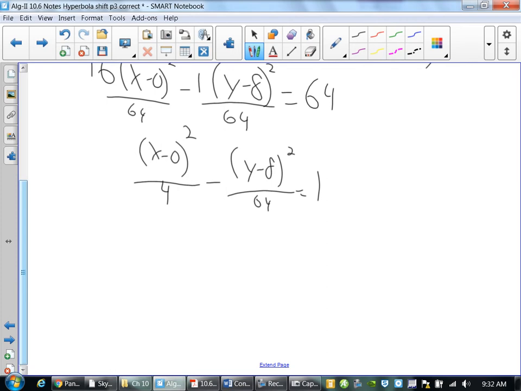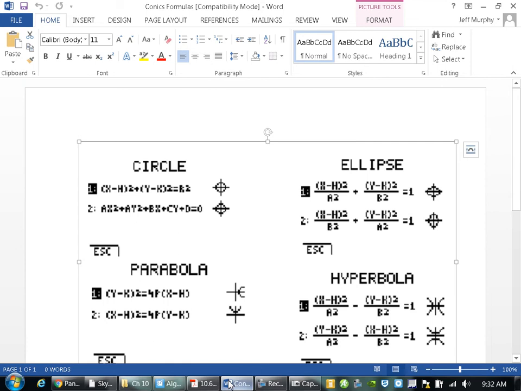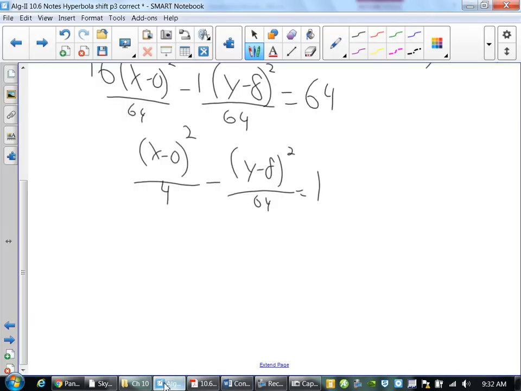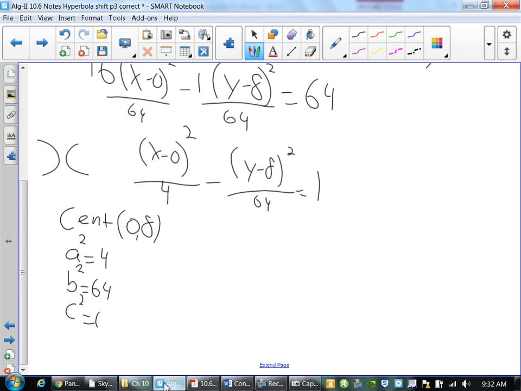Okay. So now I know it's an x squared hyperbola, and an x squared hyperbola, I do believe, goes left and right. And I look at my little formula thing and go, oh yeah, x squared goes left and right. Nice, huh? I have a center at 0, 8. I have an a squared value of 4, a b squared value of 64, a c squared value of 68, a plus or minus 2, b plus or minus 8, c plus or minus root 68.